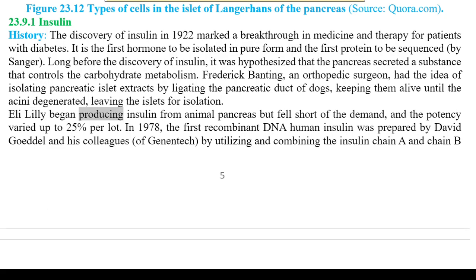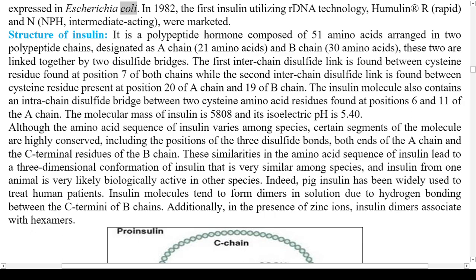Eli Lilly began producing insulin from animal pancreas but fell short of the demand, and the potency varied up to 25% per lot. In 1978, the first recombinant DNA human insulin was prepared by David Goeddel and his colleagues of Genentech, by utilizing and combining the insulin chain A and chain B expressed in Escherichia coli. In 1982, the first insulin utilizing rDNA technology, Humulin R (rapid) and N (NPH, intermediate acting), were marketed.